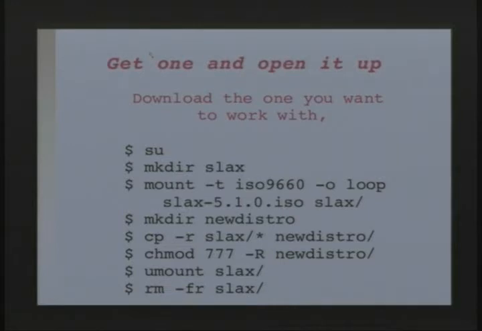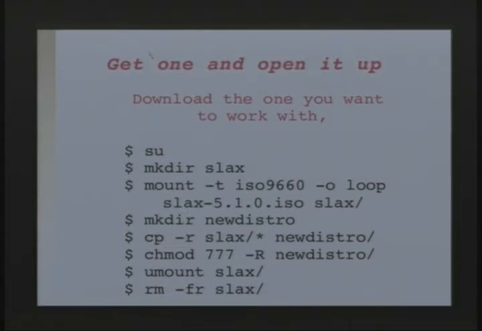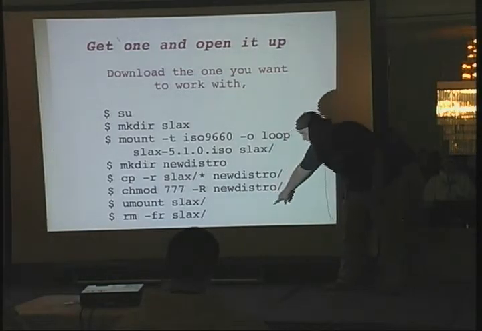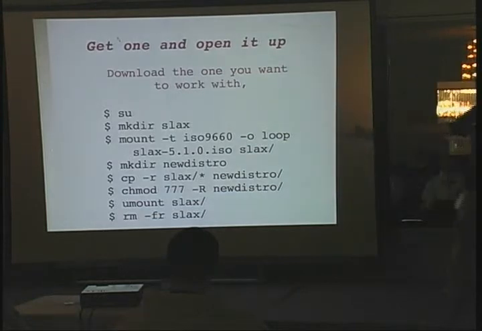So we make a directory called newdistro. We copy the stuff that's in slax to the new distro, change the permissions. It's a live CD. That's not the best way to do it, but it's a live CD, and it's only got one person logging onto it, hopefully. Then you unmount the slax and you move that directory. So what you're left with is a directory called newdistro.